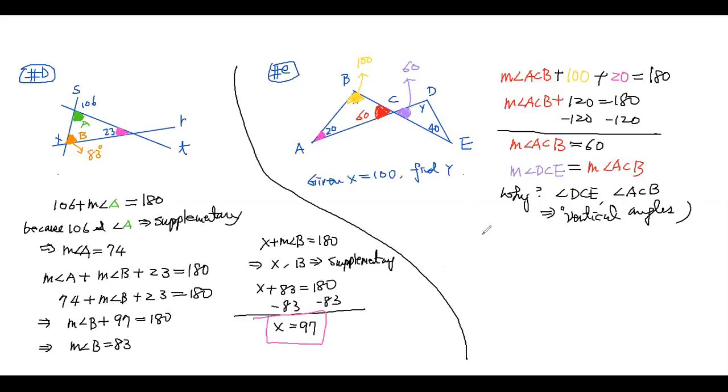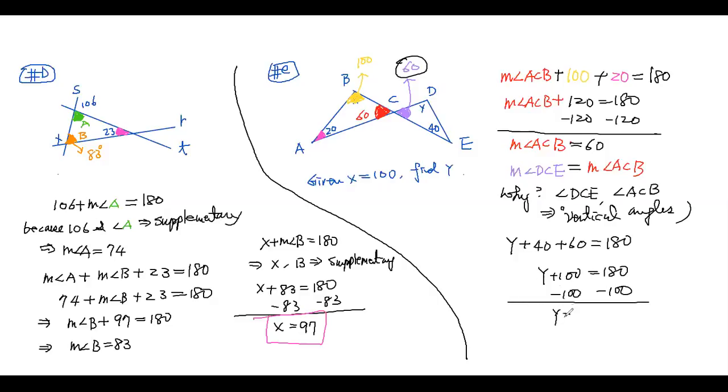Now I can find the y, right? So how do I find the y here? I know the y plus 40 degrees is given. And because ACB is equal to DCE, this angle here is 60. So y plus 60 is equal to what? It's 180. So y plus 100 equals 180. Now what is y here? Minus 100. y is equal to 80 degrees. All right, so that is how we solve it.